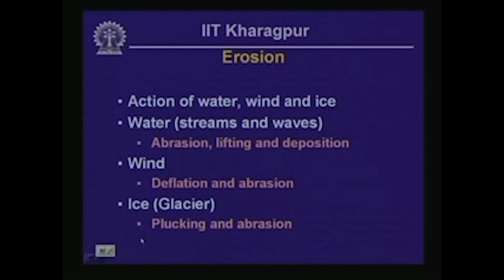Okay. The second major agent that is responsible for mechanical weathering is erosion. Erosion essentially could be because of the action of water, wind or ice. Water could be in streams, or there could be water waves that could also act as an agent of weathering. What happens in this case is basically abrasion of the rock mass that is exposed to the action of water, lifting of small pieces of rock dislodged by the action, and deposition of these pieces elsewhere.